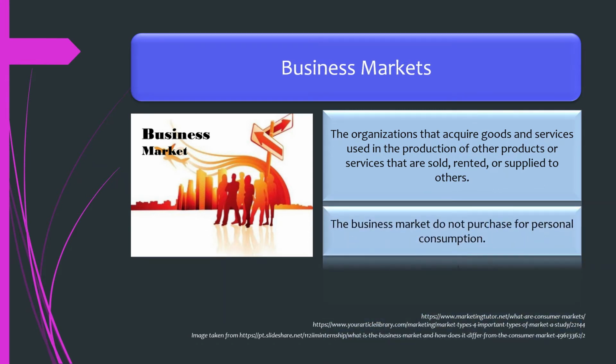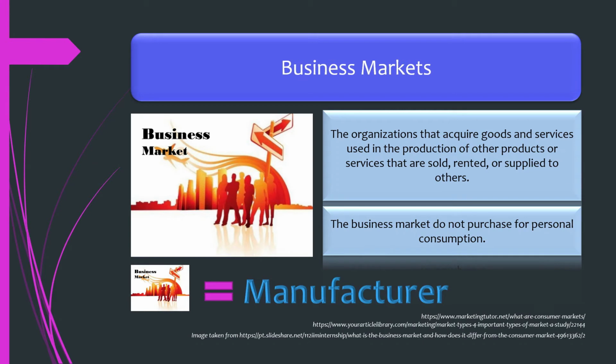And then the business market does not purchase for personal consumption. I think that's clear, because as a business market, you buy the things not for your own consumption, but you are going to remake them, reshape them, or maybe just sell them. You are not going to use the things only for your own. That is called business markets. We can say that business markets equal manufacturers.